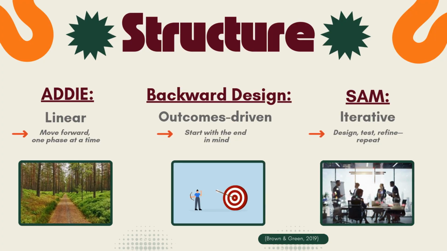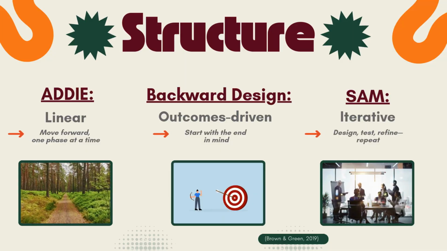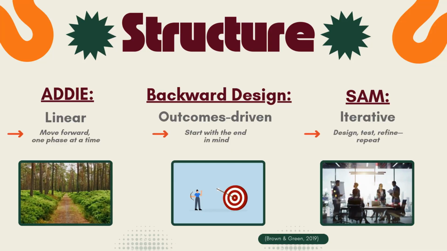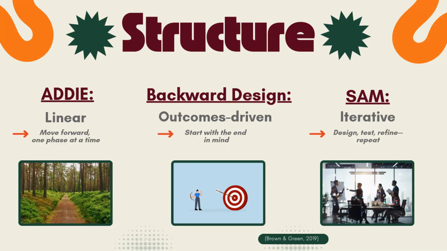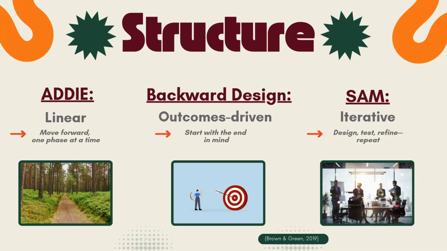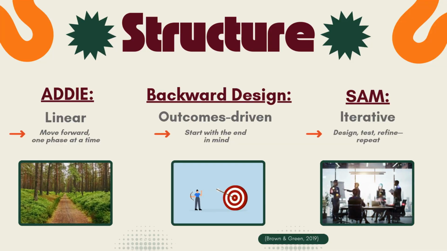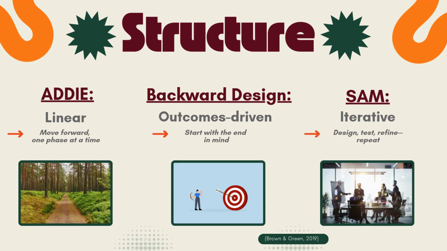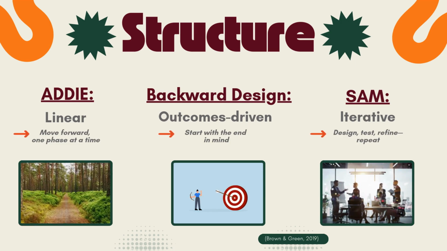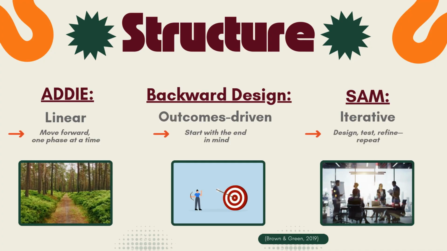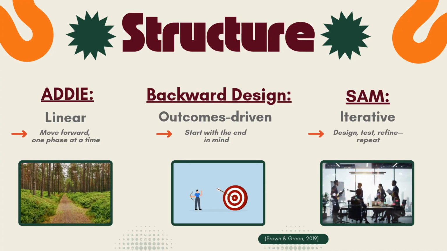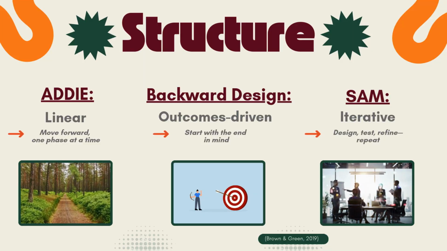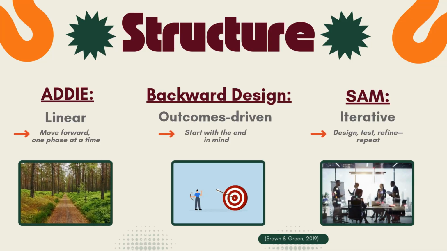When comparing structure, the three models differ significantly. ADDIE follows a linear structure, moving forward one phase at a time. Backward design is outcomes driven, beginning with learning goals before planning instruction. SAM is iterative, encouraging repeated cycles of design, testing, and refinement. These structural differences influence how instruction is developed and how easily changes can be made during the design process.